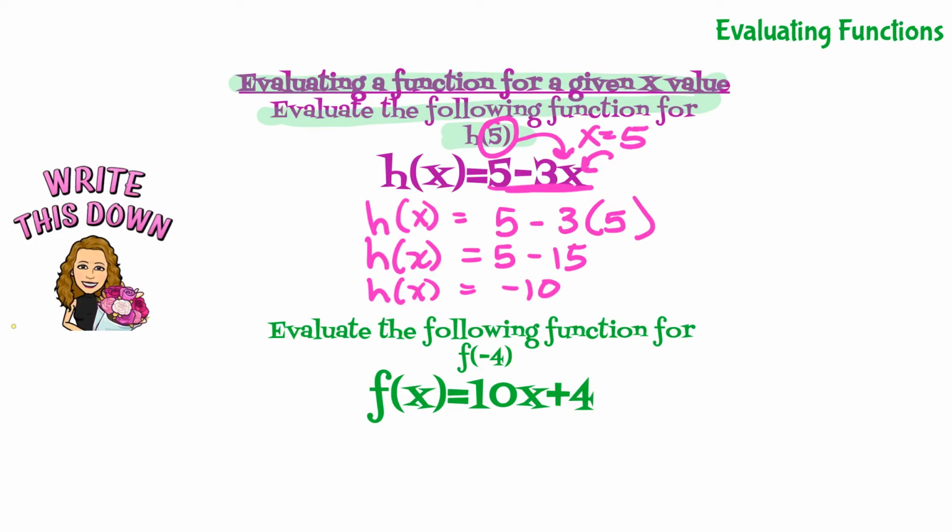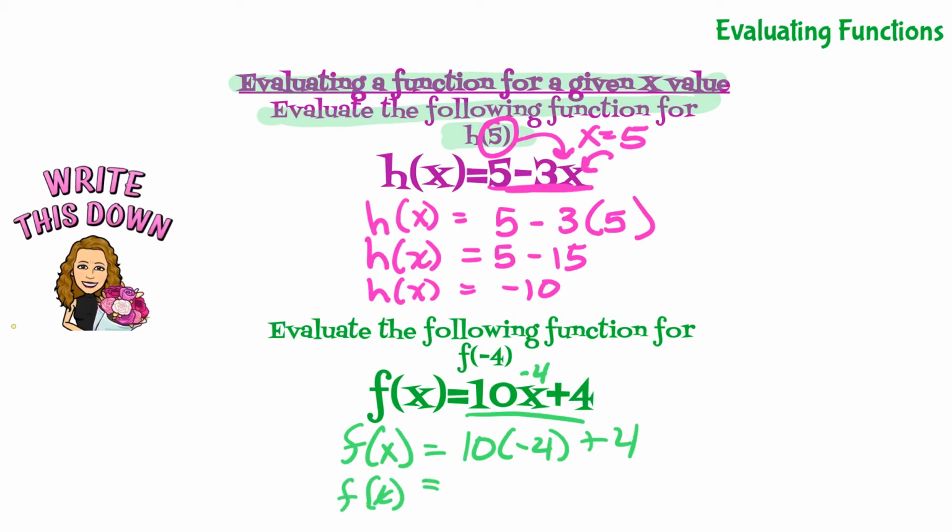So here's another example. Evaluate the following function for f of negative 4 when f of x is equal to 10x plus 4. So I'm going to put negative 4 in for where I see x as my output. So I have f of x is equal to 10 times negative 4 plus 4. F of x is equal to negative 40 plus 4. So f of x is equal to negative 36.